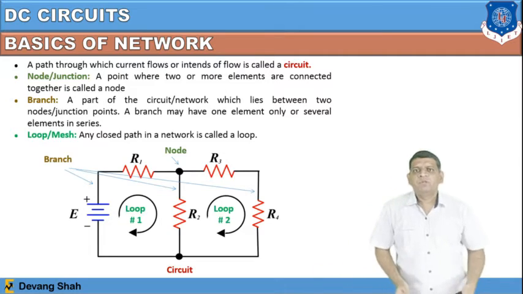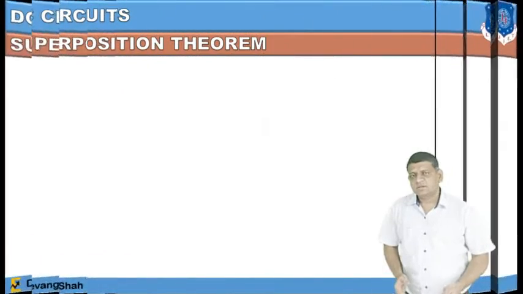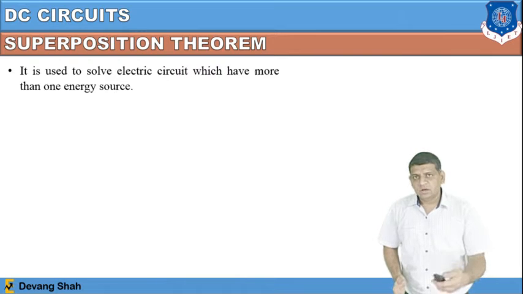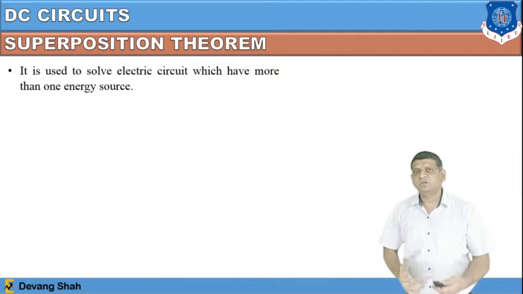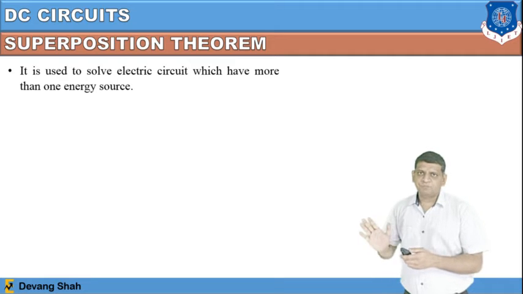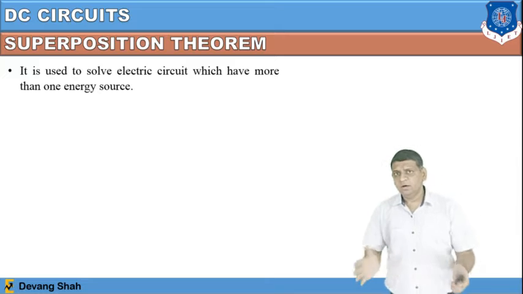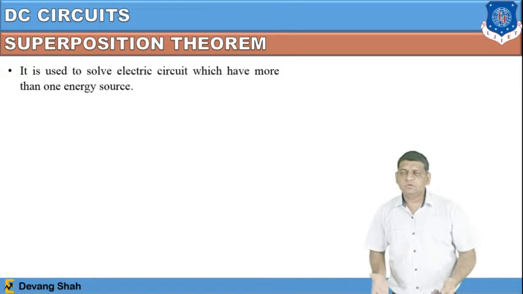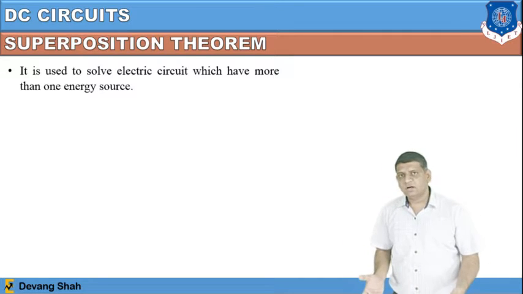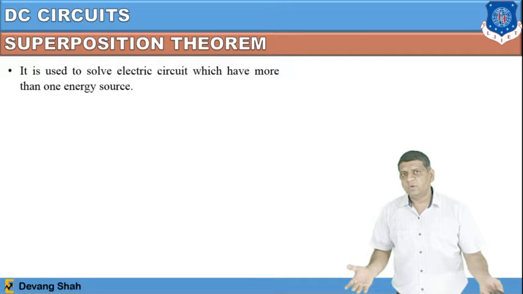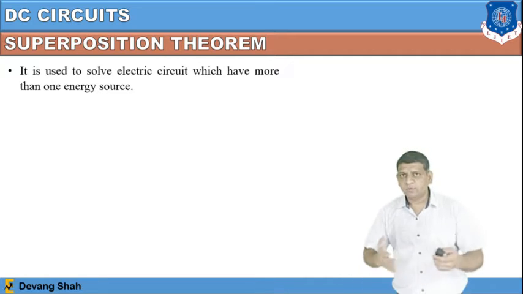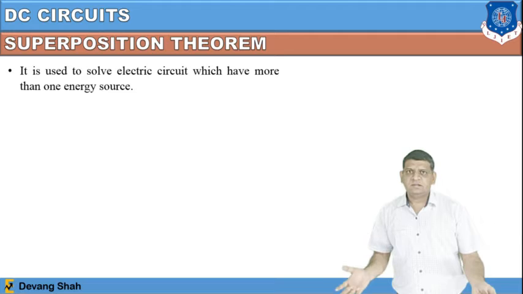Now let us quickly discuss our next theorem, which is called the superposition theorem. We already discussed Thevenin theorem and Norton theorem. Why are we learning these theorems? These theorems are called circuit theorems because there are various ways, and this is one of the methods to solve or analyze the complete circuit.